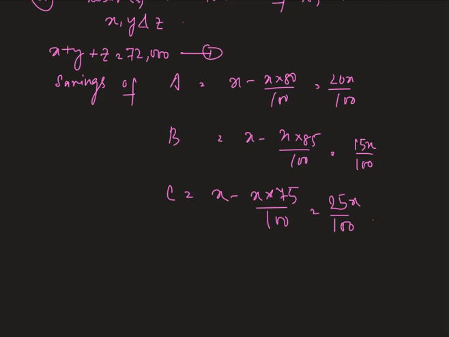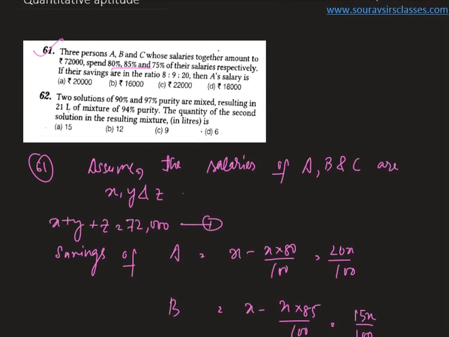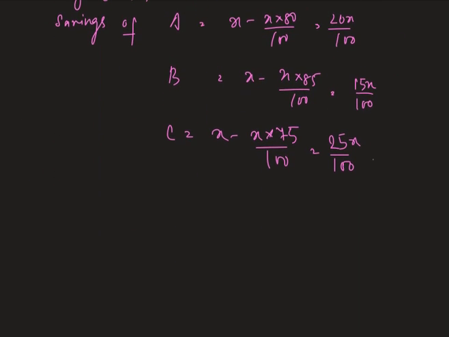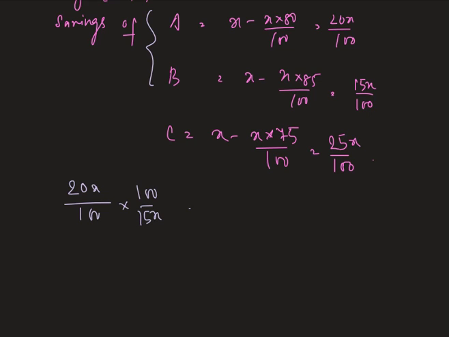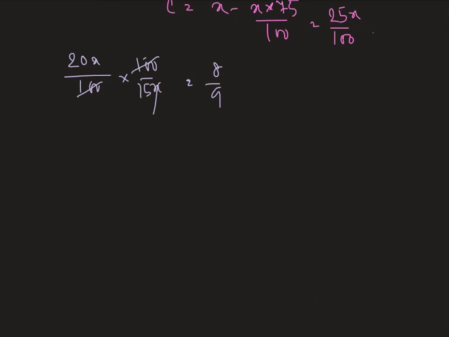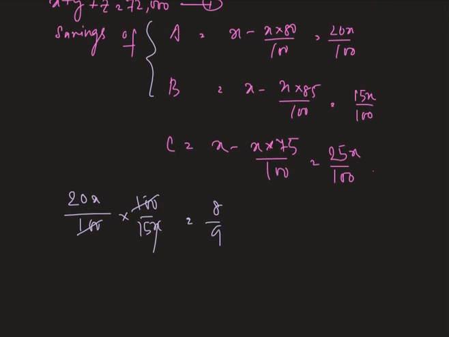Okay, now by the question, the savings are in ratio 8:9:20. So first of all, we take the savings of A and B and evaluate the ratio. Therefore, we get 20x divided by 15x is equal to 8/9. Sorry, this must be y and this must be z.